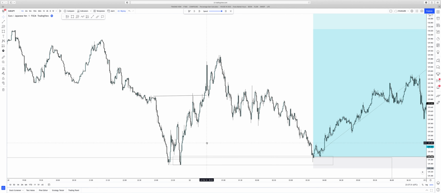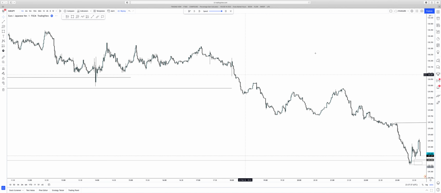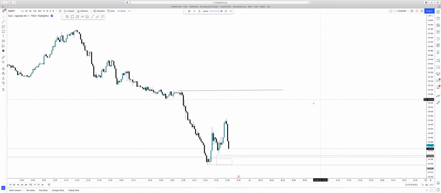So when we tapped in, we tap into that order block here. So you could have entered here of this. However, I don't know what I was doing at the time.